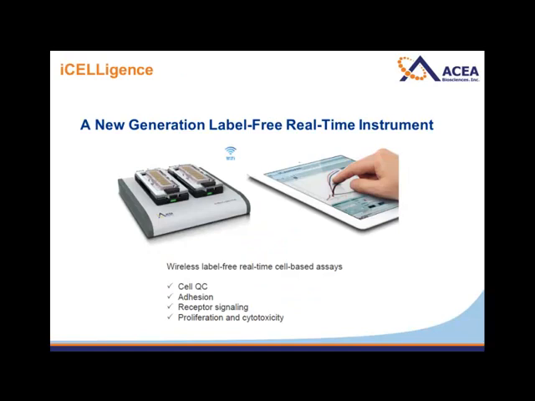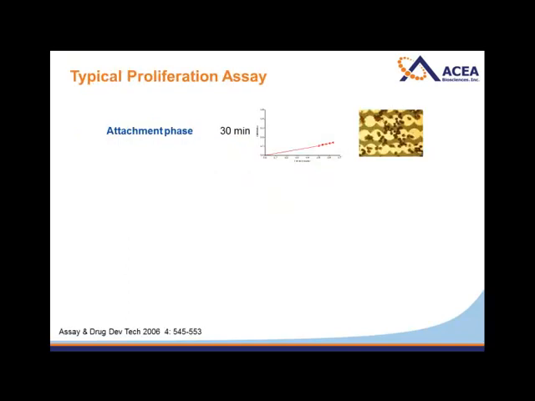And just an aside, this is the instrument you have here. It's actually a 2x8 well instrument. It's run off a wireless signal with an iPad, but it can do, with one exception that I'll mention, all the basic assays that I'm going to talk about today. So I'm going to use a proliferation assay to kind of go through a typical data set.